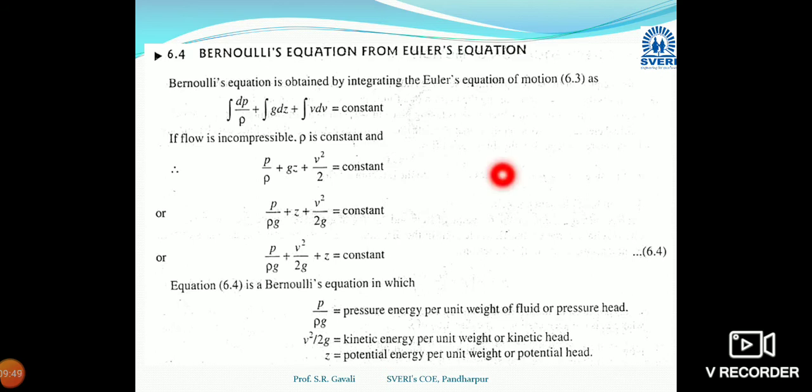Now from this Euler's equation we have to obtain our important equation, the main equation of fluid mechanics, that is Bernoulli's equation. So whatever the equation is there, Euler's equation, that equation we have to integrate term by term. Then we'll get the total characteristics of the flow, that is net change is equal to 0, or we say indirectly total energy is equal to constant.